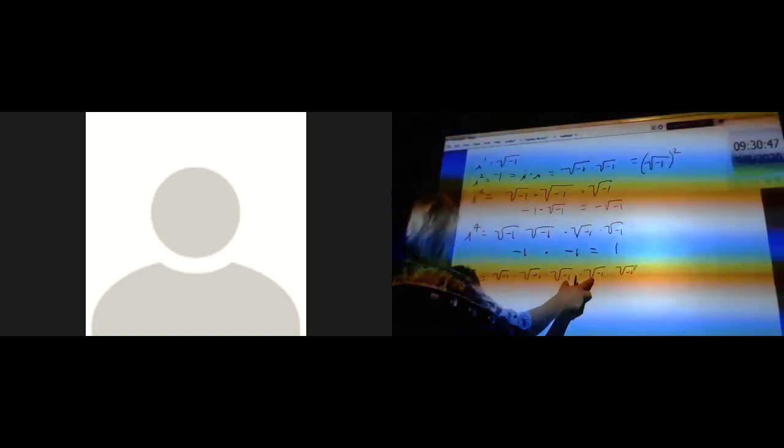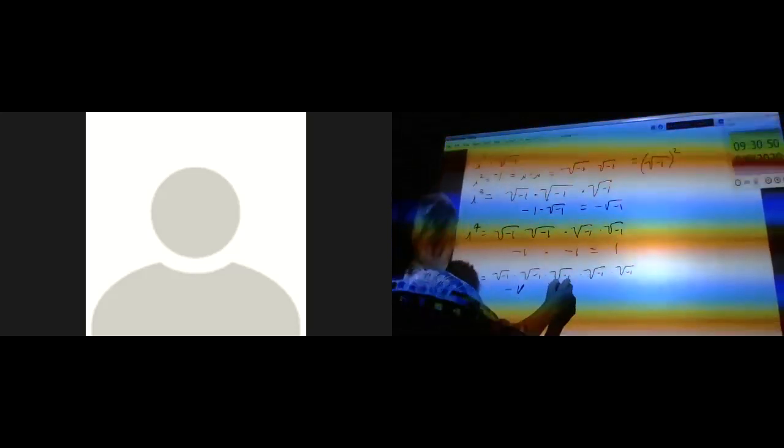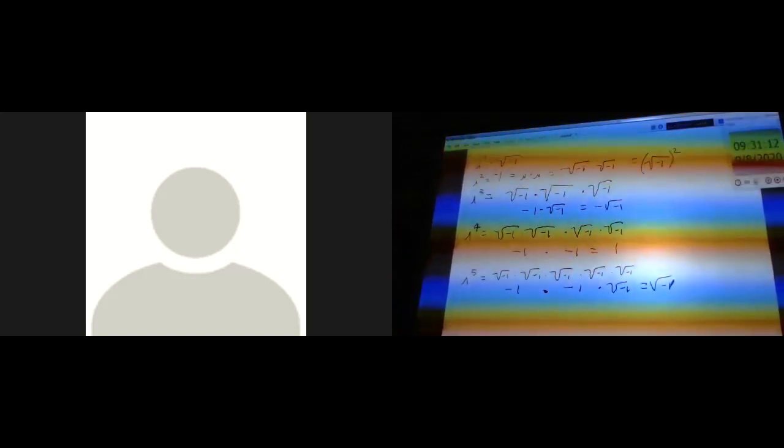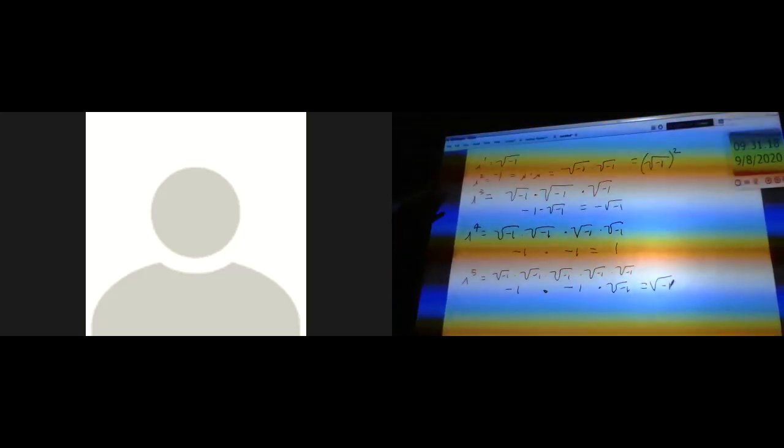So we have negative 1 times negative 1 times a negative 1 times a negative 1. So you've got negative 1 here, negative 1 here. That turns out to be what? Positive 1. And then times the square root of negative 1. I want you to be able to derive and defend what i to any power is. Derive and defend.